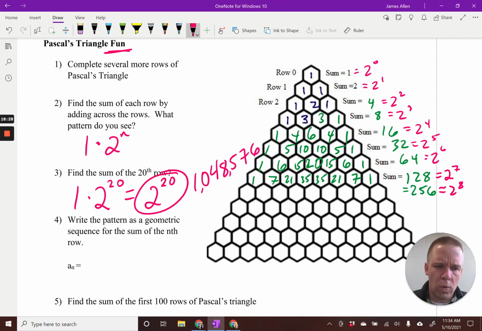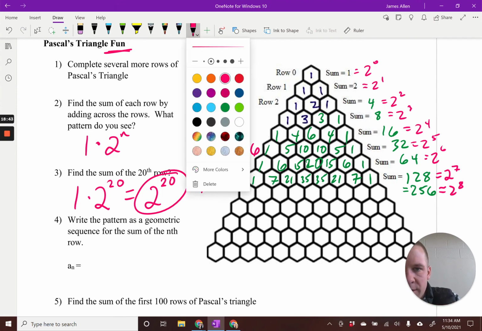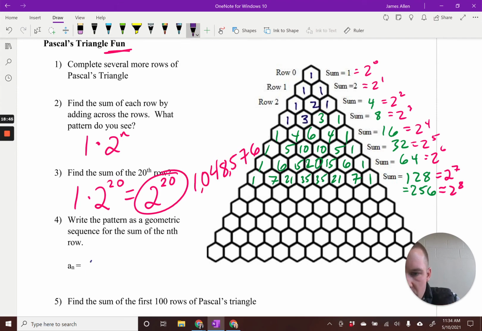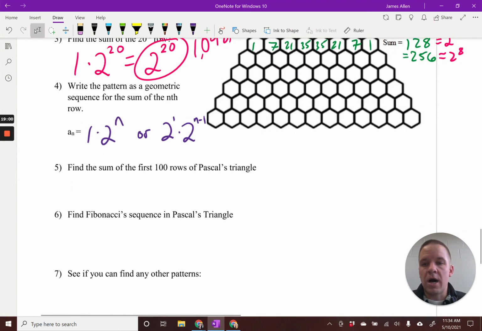$1,048,576. That's a lot. Okay. So now we want to write the pattern as a geometric sequence for the sum of the nth row. So we could do 1 times 2 to the n. Or if you wanted to keep with the n minus 1, we could do 2 to the first times 2 to the n minus 1. So either one of those works.